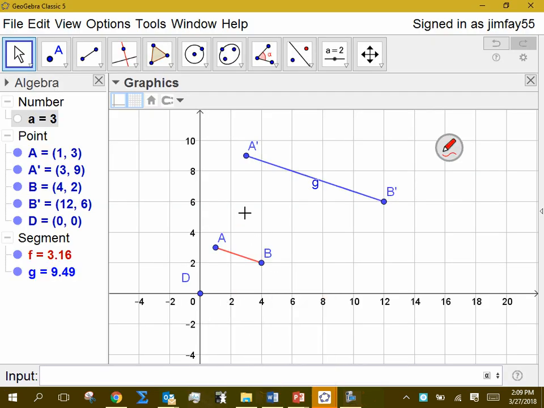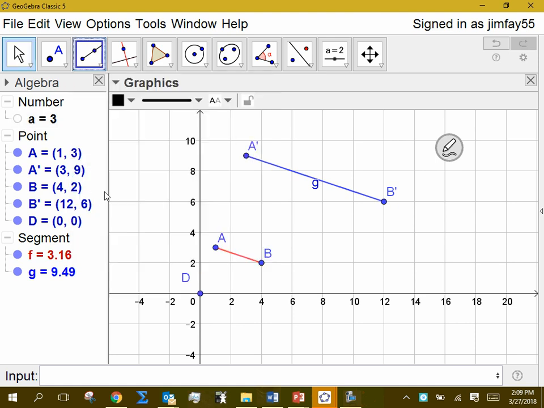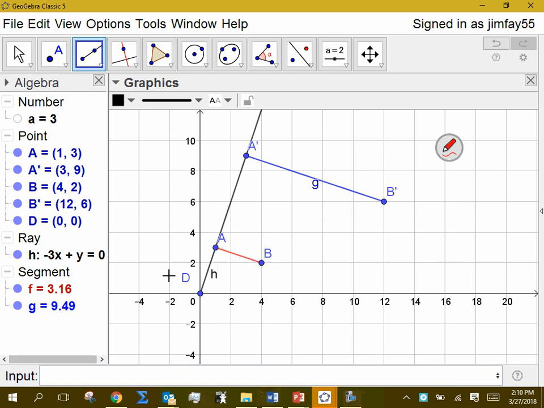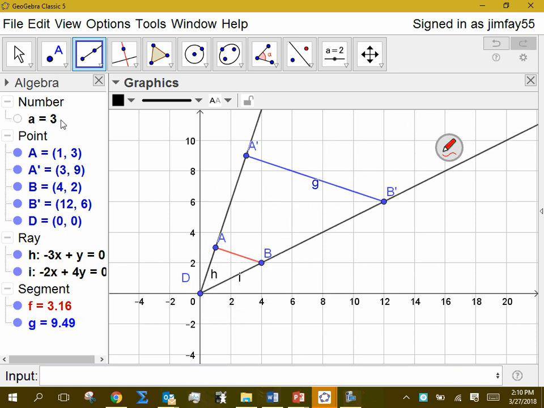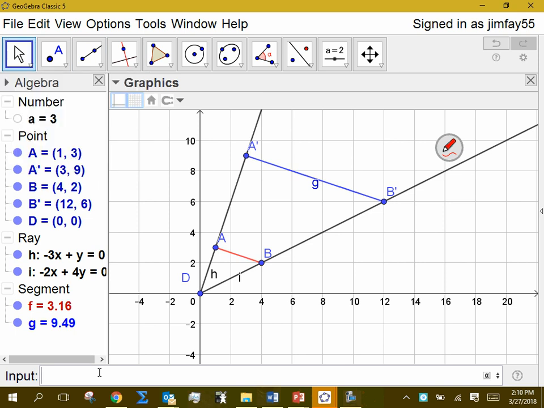If I look at some other things here, let's put a ray on D, start at D, and let's put it going through A. What other point do you see that it goes through? A prime. If I put a point on D, B prime, and then make my ray go through B, where does that go through? B prime.